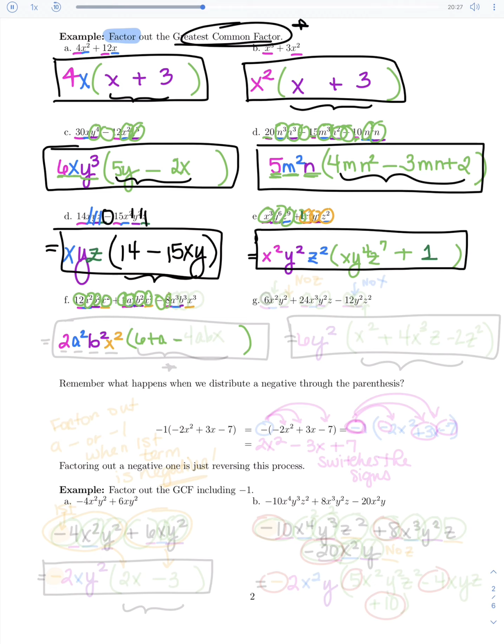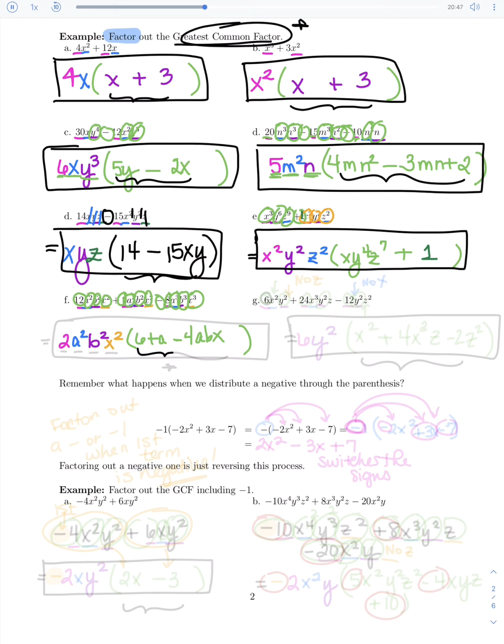Next, 2 will go into 8 4 times. Pulling out 2 a's, well, I had 3, will still leave me with an a. Pulling out 2 b's, I had 3, so that'll still leave me with a b. And pulling out 2 x's when I had 3 will still leave me with an x.